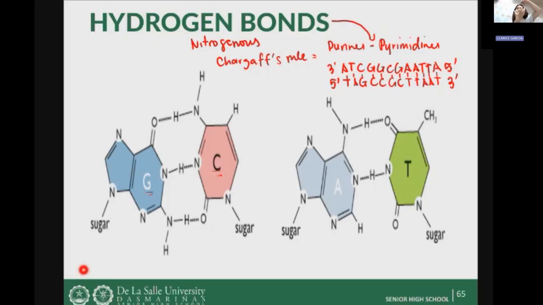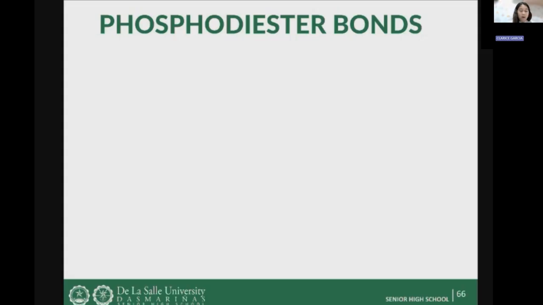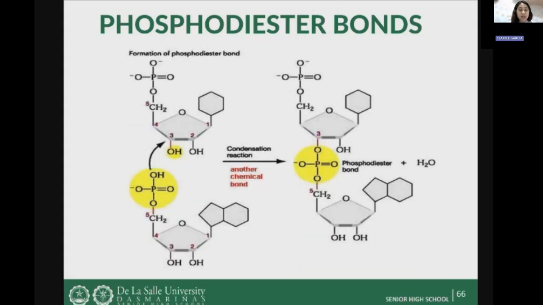So, this creates the helical structure of our DNA. Now, it also has a bond called the phosphodiester bond. This phosphodiester bond is the bonding between the ribose sugar and the phosphate group. Now, it's also another reaction, a dehydration reaction, because you will be forming water.